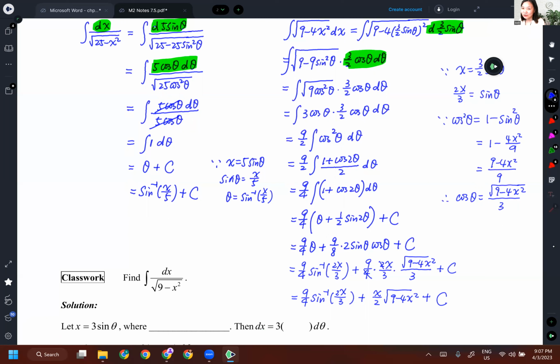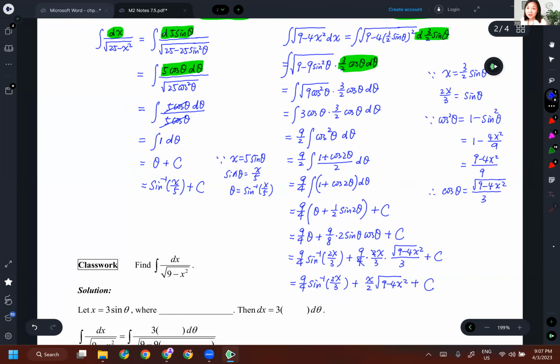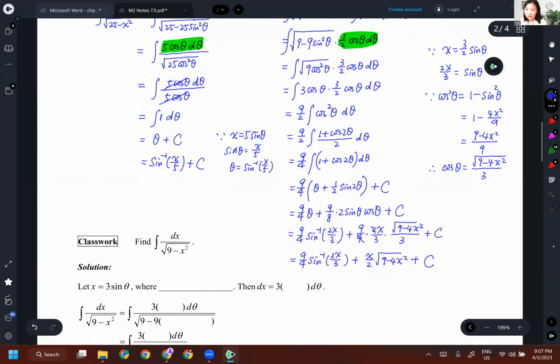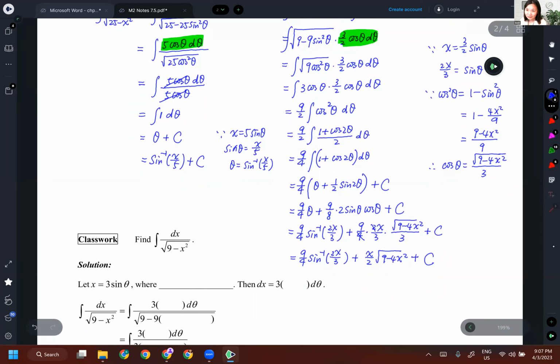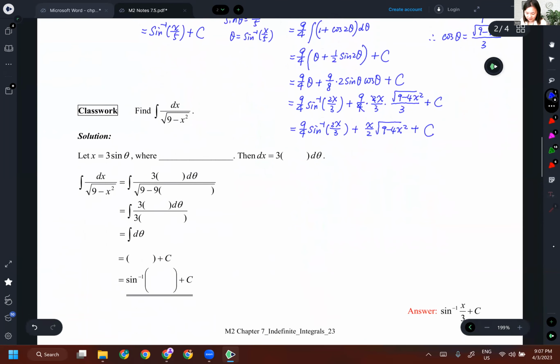Have I touched on everything? I'm not really sure why we have to take the positive root. Like, I don't really understand. I think so. Now with the classwork, because it's so difficult to get it correctly, I provided the guide. Now you can finish this and let me know.